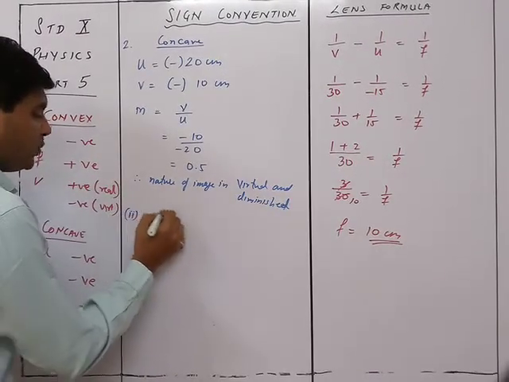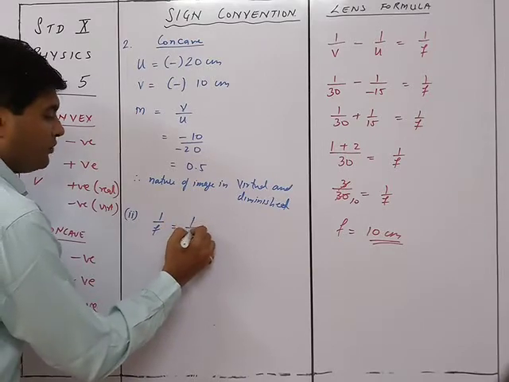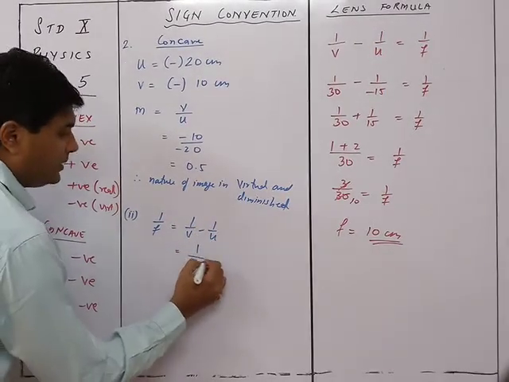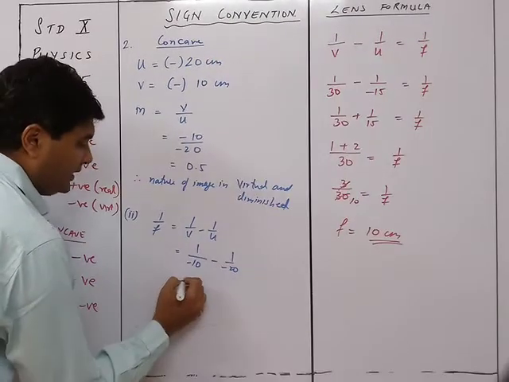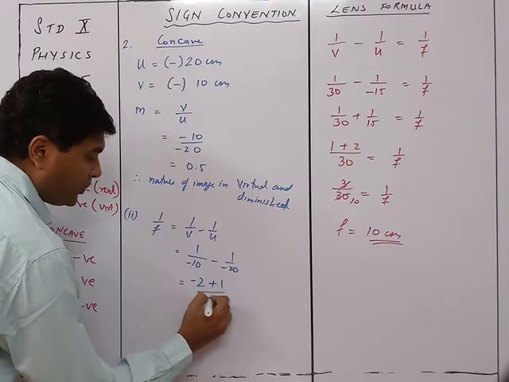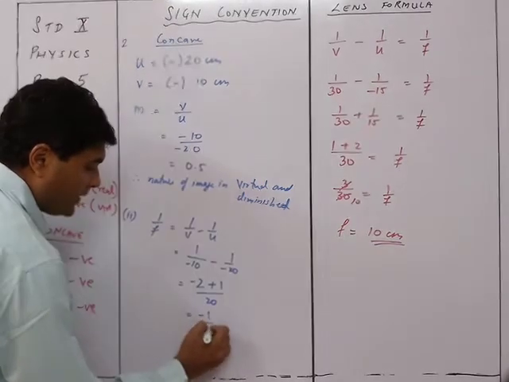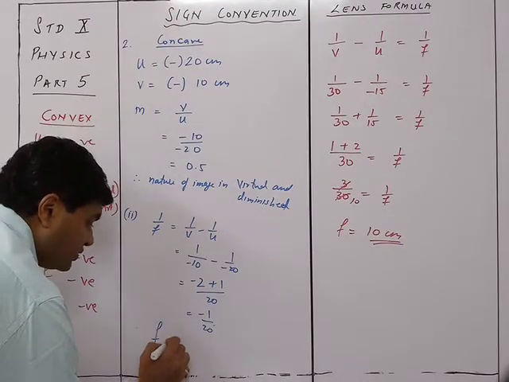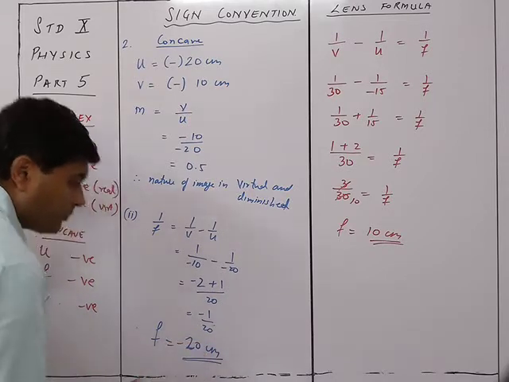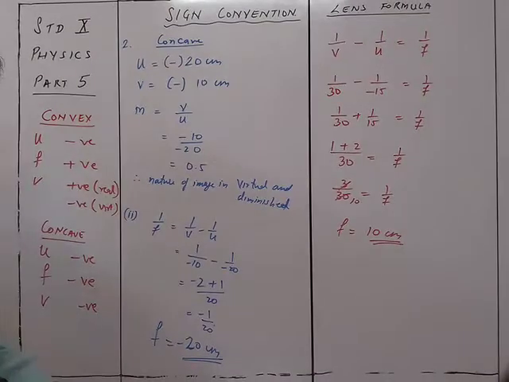Second part: 1 upon f is equal to 1 upon v minus 1 upon u. So that's 1 upon minus 10 minus 1 upon minus 20. This will be minus 2 plus 1 upon 20, which is equal to minus 1 upon 20. Therefore, f is equal to minus 20 centimeter. Okay, so it is minus 20 centimeter.